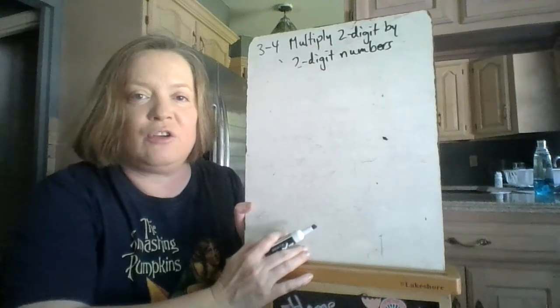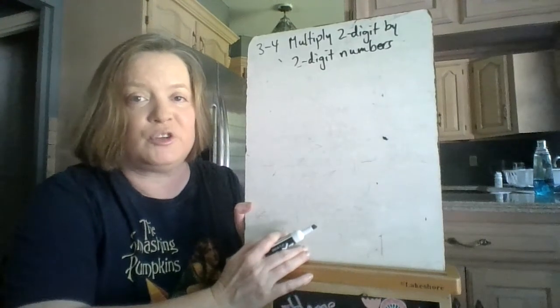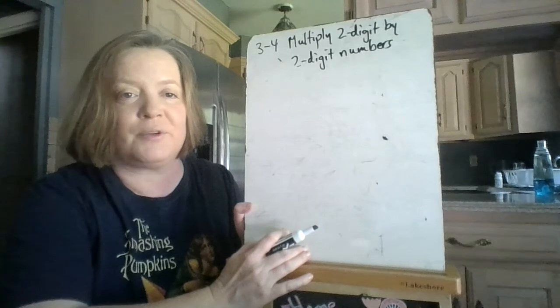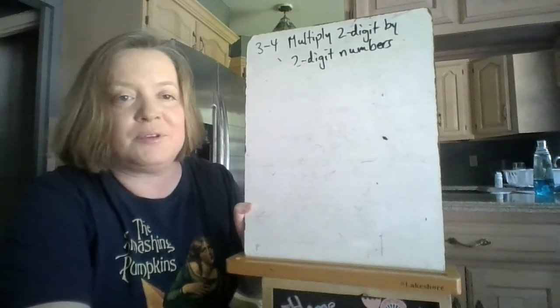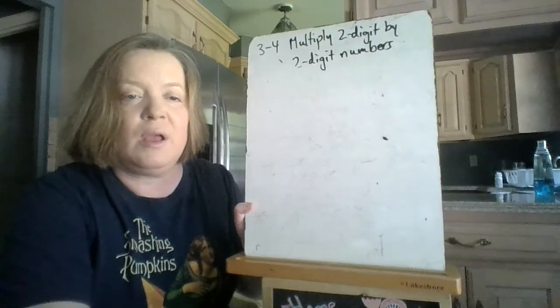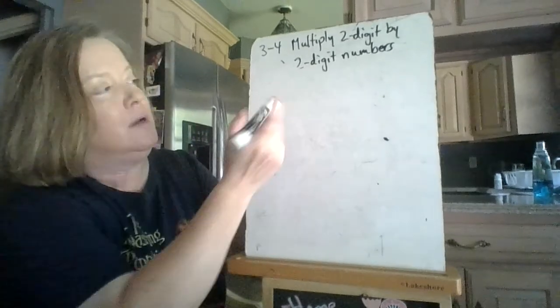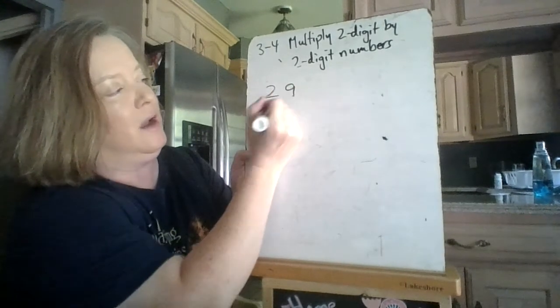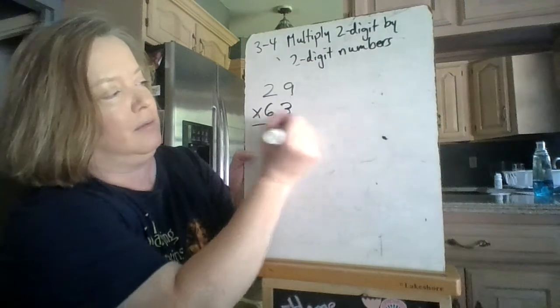Hi, boys and girls. Today you're going to be doing lesson 3-4, which is multiplying two-digit by two-digit numbers. So I'm going to put a couple examples up here just to review with you before you do your questions. So let's say I was doing 29 times 63.